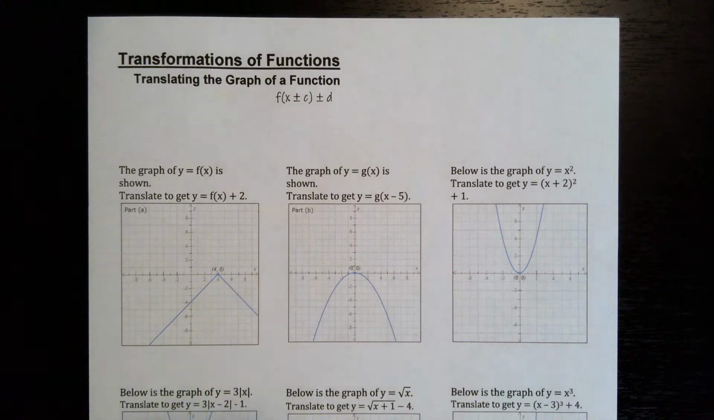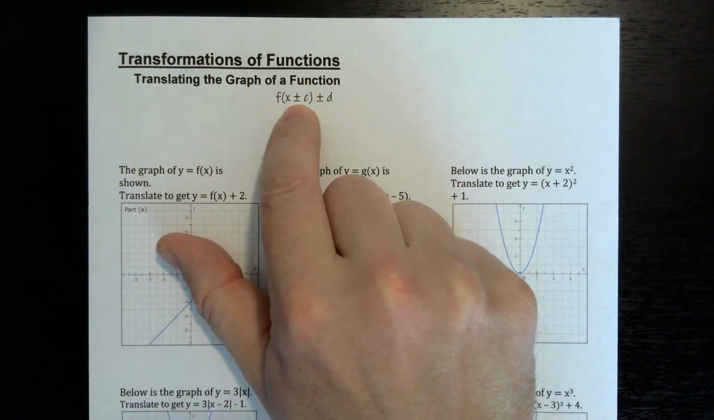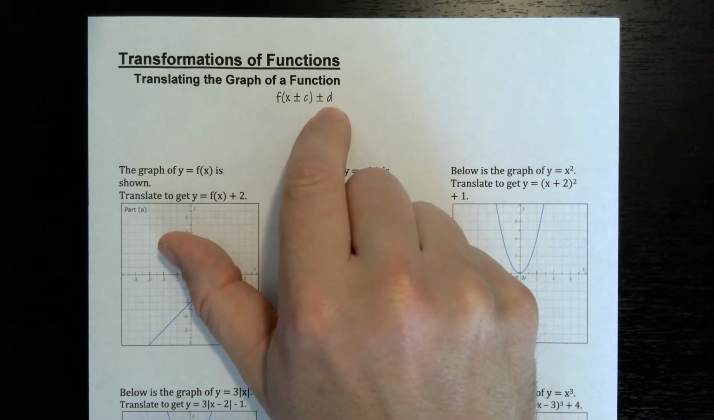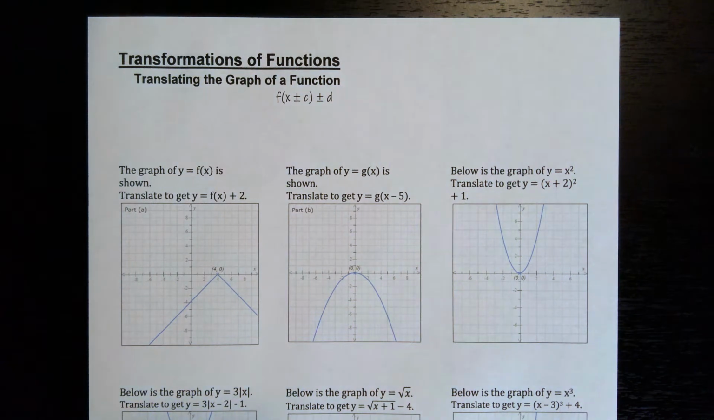In this video, we're going to talk about transformations of functions. We're going to start the video by talking about translating the graph of a function, which basically means if you have something that's being added or subtracted with the x, or added or subtracted outside of the x, then that's translating. It'll be moving it up and down and left and right. Okay, so let's talk about that first.